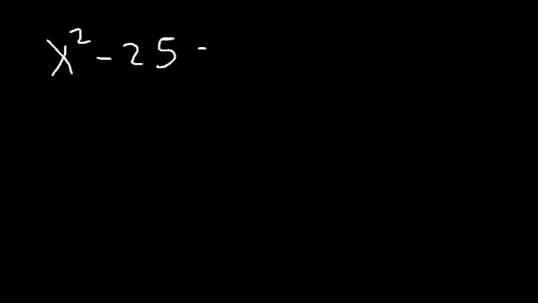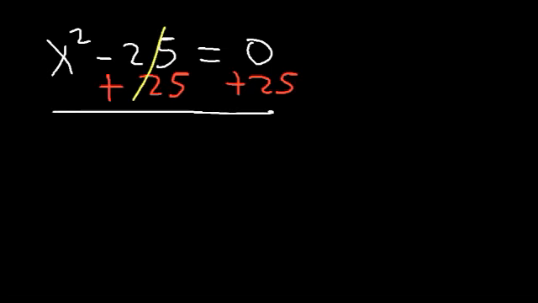Consider this equation. How can we solve for x? There are two ways in which we could solve for x. The first thing we could do is add 25 to both sides. So x squared is equal to 25.